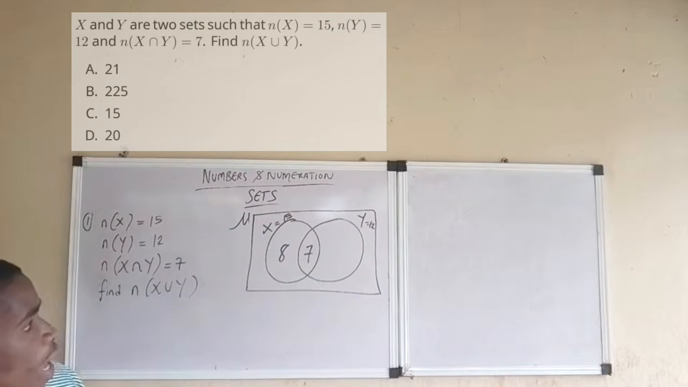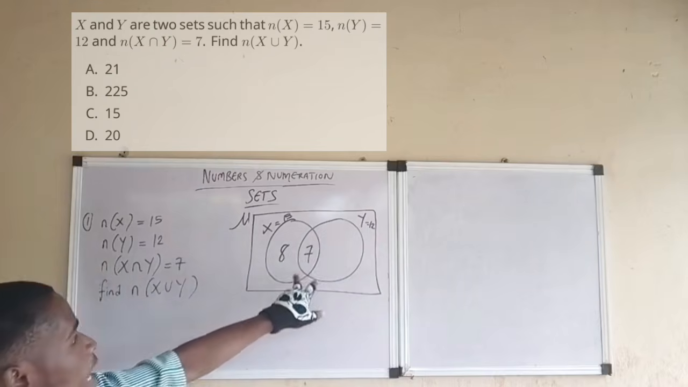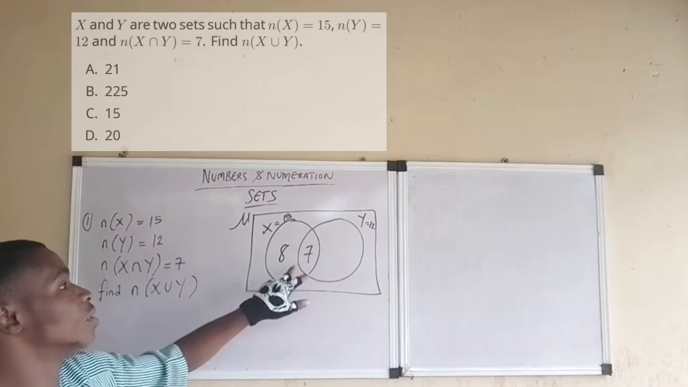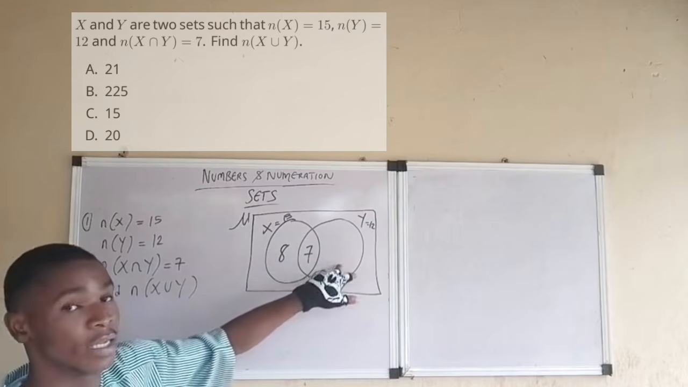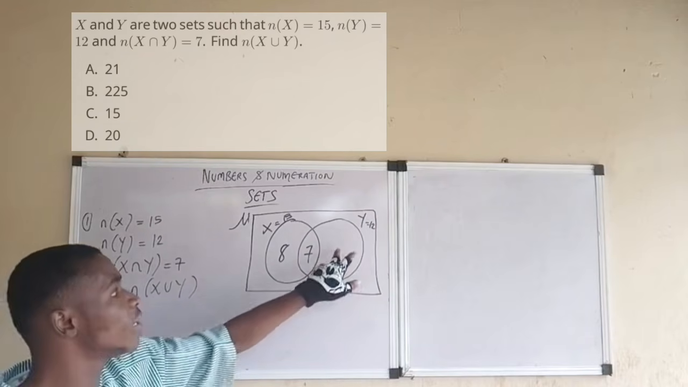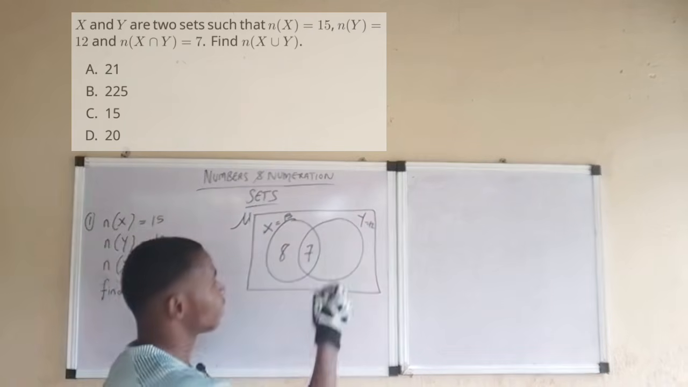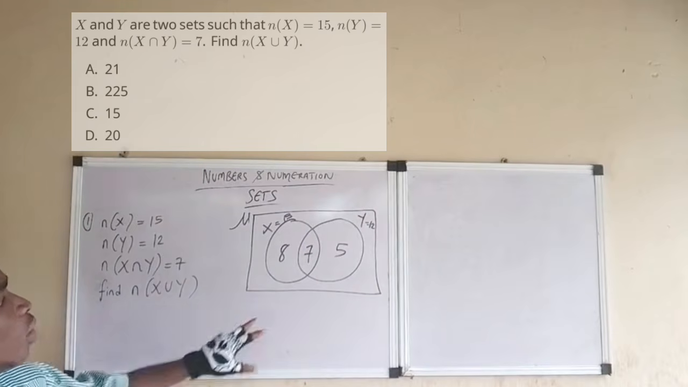Now for set Y, we are told that it should contain 12 elements. But we can see that in this circle of Y, one portion is already 7. Remember that this 7, X and Y are both sharing it. So this 7 belongs to X, it also belongs to Y. So for this circle of Y, we already have 7. What will be left to make it a total of 12? That will be 5.